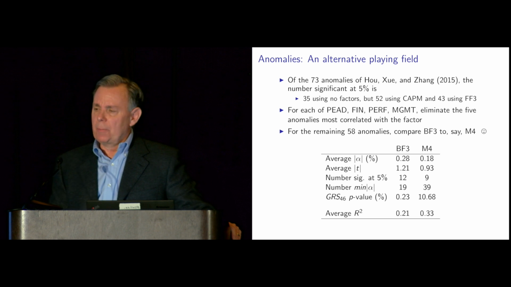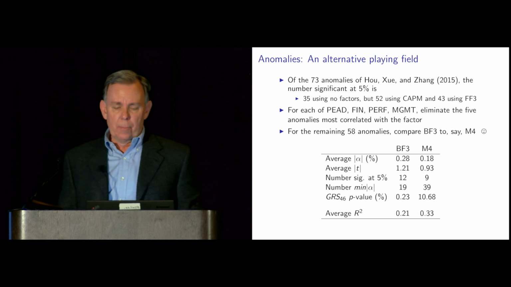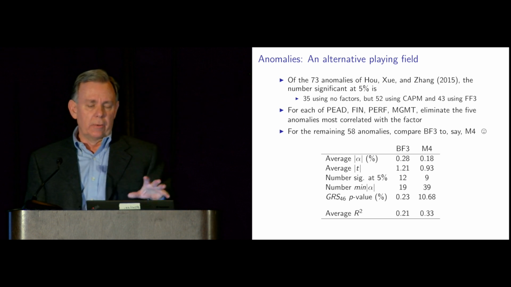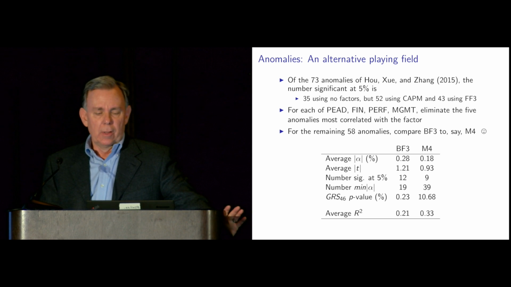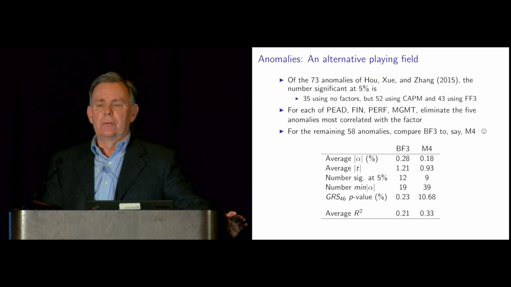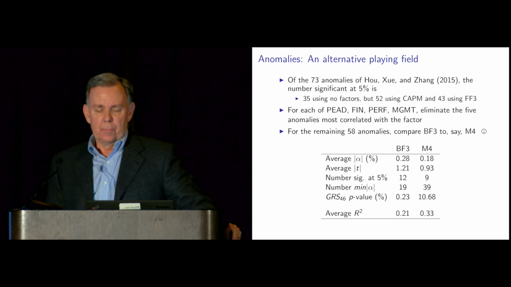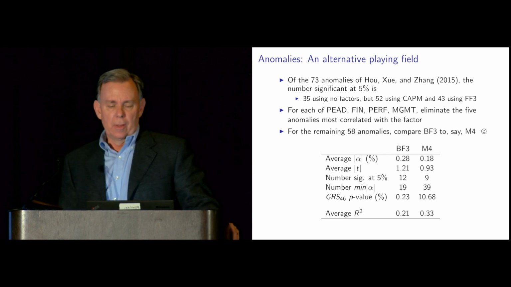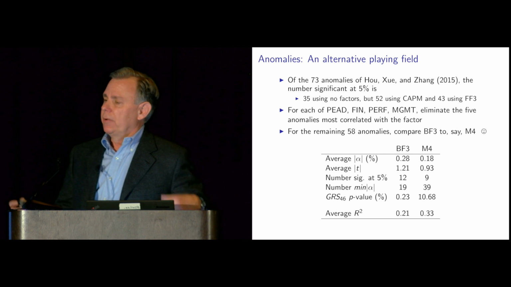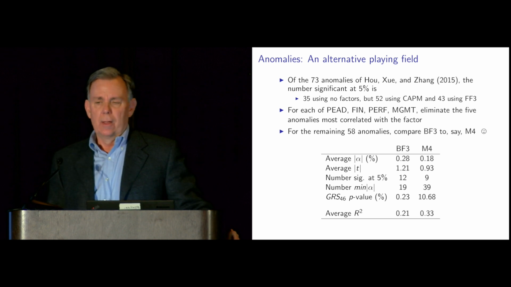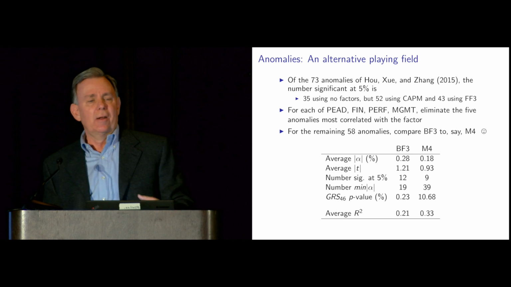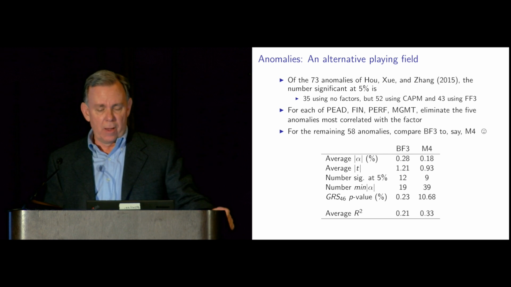So first of all, the anomaly playing field they look at here is 34 anomalies, which largely coincide with 35 anomalies that Hou, Xue and Zhang found were not significant with respect to no factors in a model. But I would point out that when you take those same 73 anomalies and ask how many are significant with respect to, say, the CAPM or Fama-French, you get a higher number. And of course, we wouldn't know a priori how many are significant with respect to some other factor model.